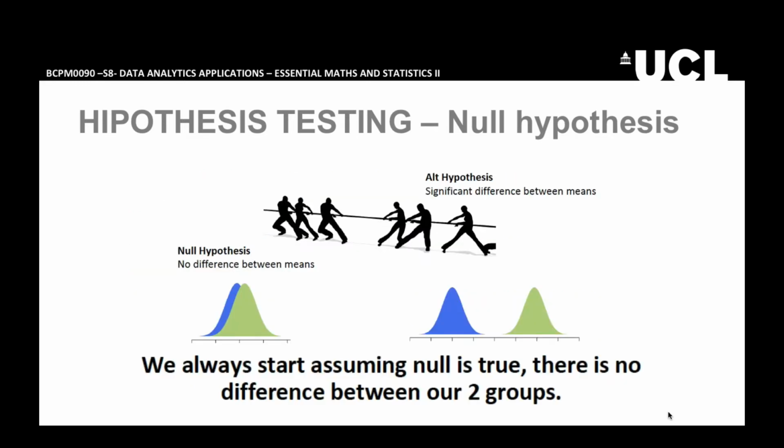Our de facto position is that the null hypothesis is true, that there is no difference between our two groups. Basically, the null hypothesis says that there is no difference between the means, while the alternative hypothesis says that there is a significant difference between the means.